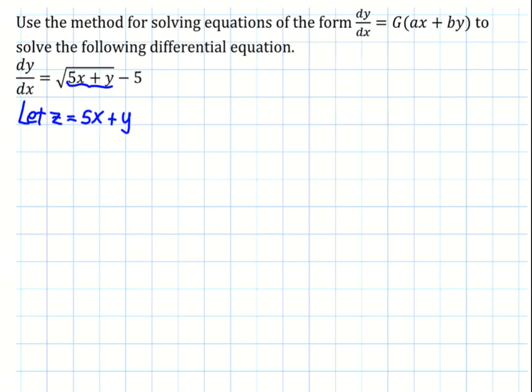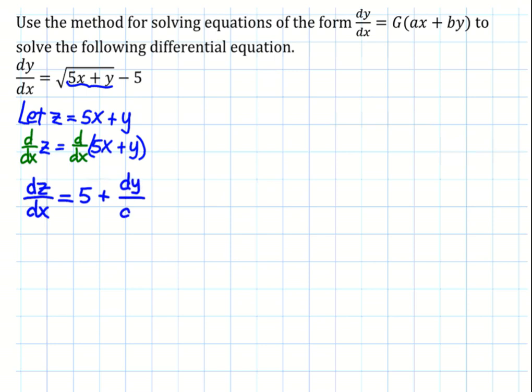And then we will take the derivative of both sides with respect to x. So derivative with respect to x on both sides. The derivative of z with respect to x will be on the left hand side, and the derivative of 5x will be just 5, and the derivative of y with respect to x.